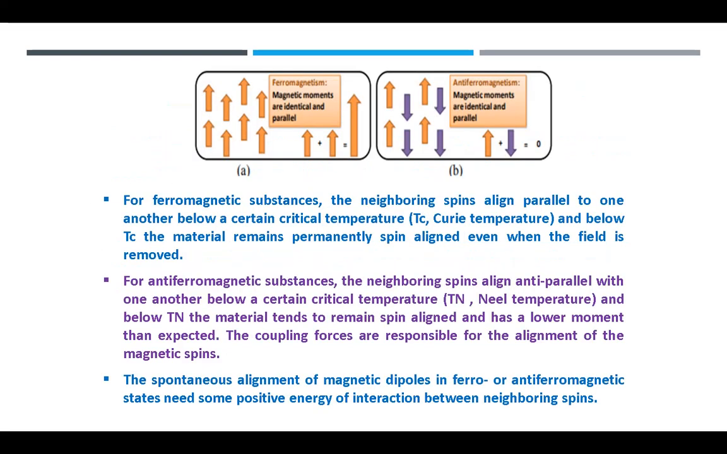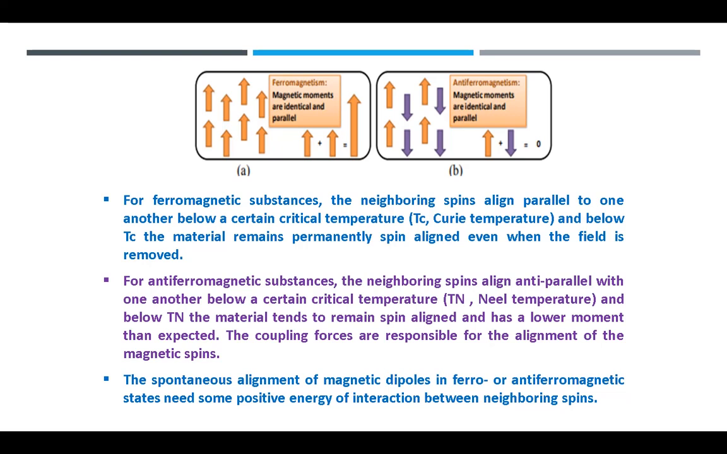For ferromagnetic substances, the neighboring spins align parallel to one another below a certain critical temperature, Tc, which is known as Curie temperature, and below Tc, the material remains permanently spin-aligned, even when the field is removed. It is a field-dependent effect.